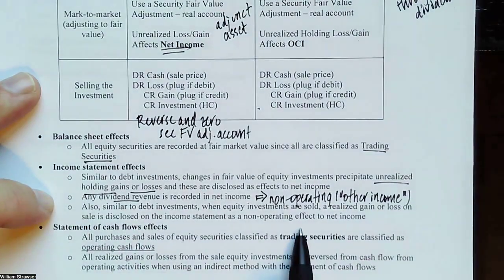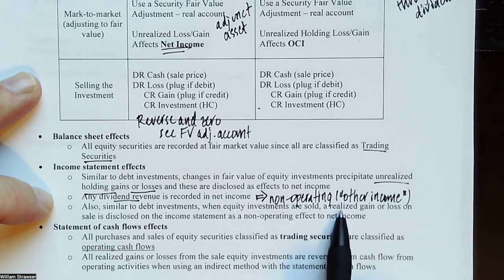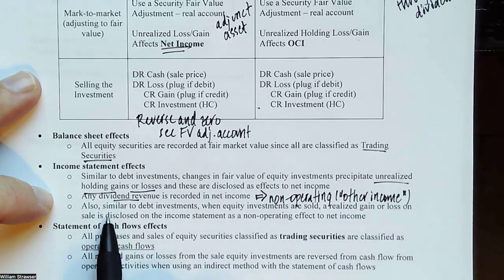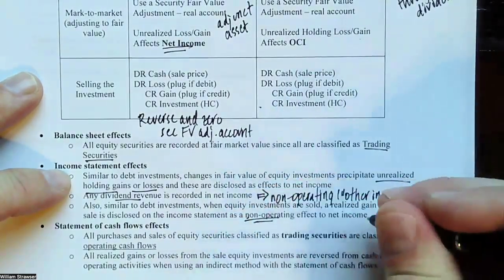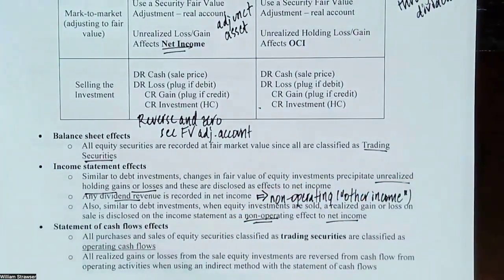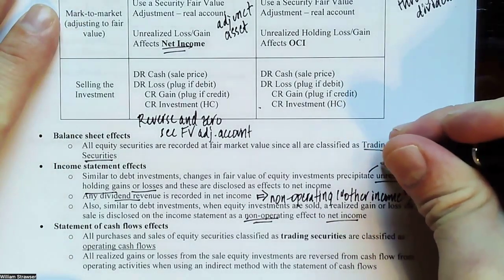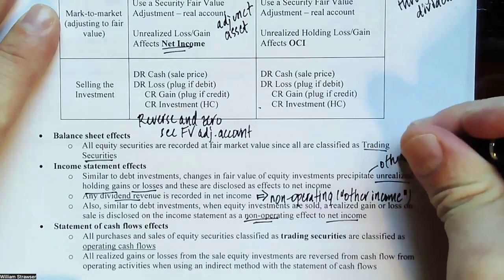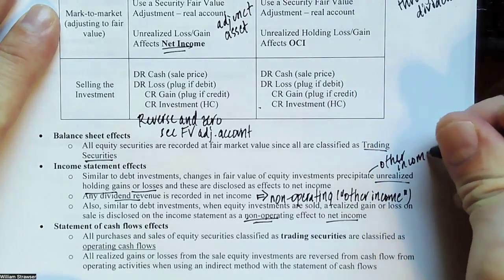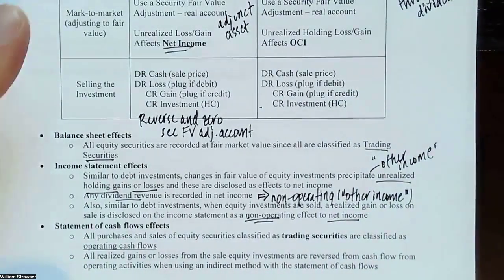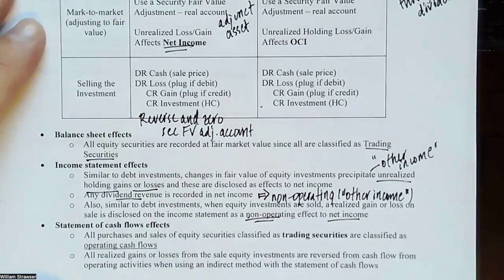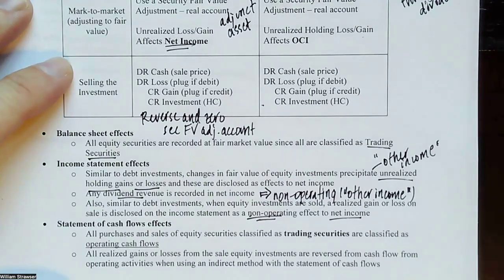And when equity securities are sold, we have a realized gain or loss, and that's disclosed on the income statement as well as a non-operating effect to net income. The unrealized losses are another non-operating or other income effect. Dividend revenue is recorded as other income, and then finally, when we sell, that's recorded as non-operating or other income.